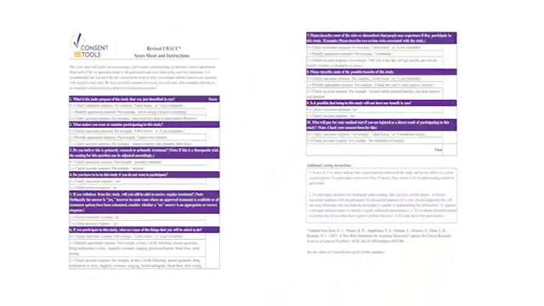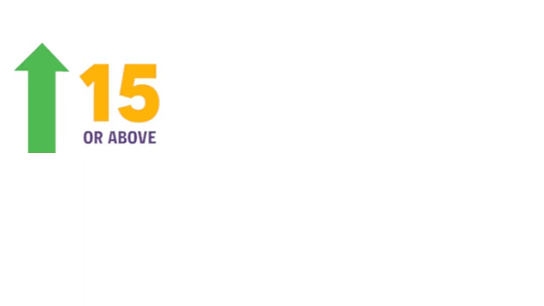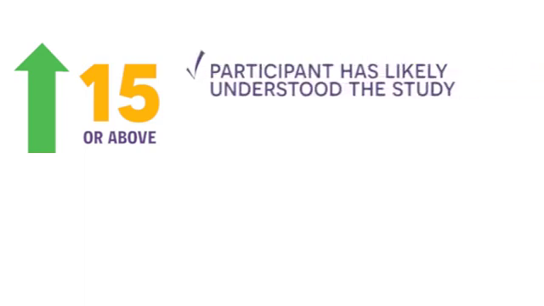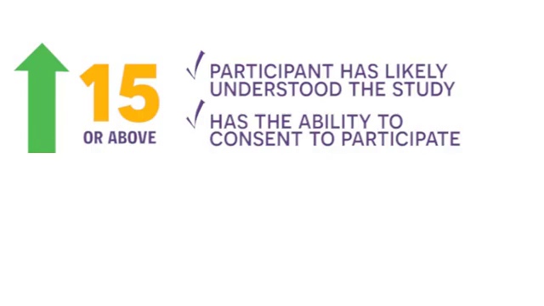Participants can score a maximum of 2 points per question for a total of 20. You can use the information found in the consent form to verify answers. In general, scores of 15 or above indicate that the participant has likely understood the study adequately and has the ability to consent to participation.